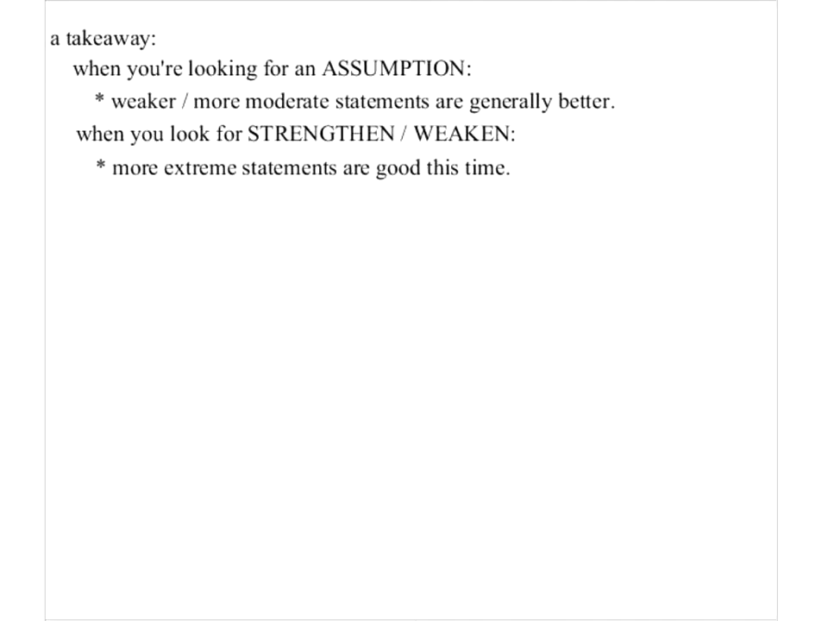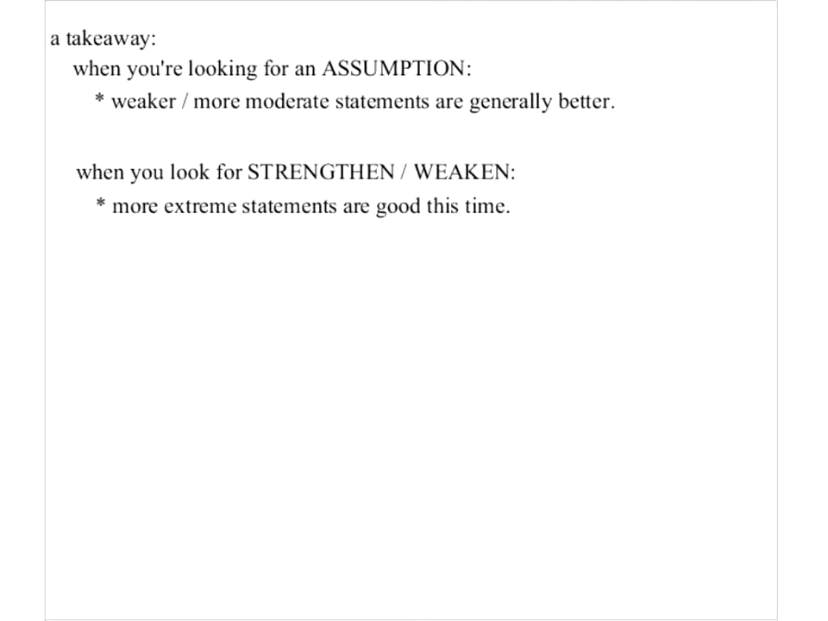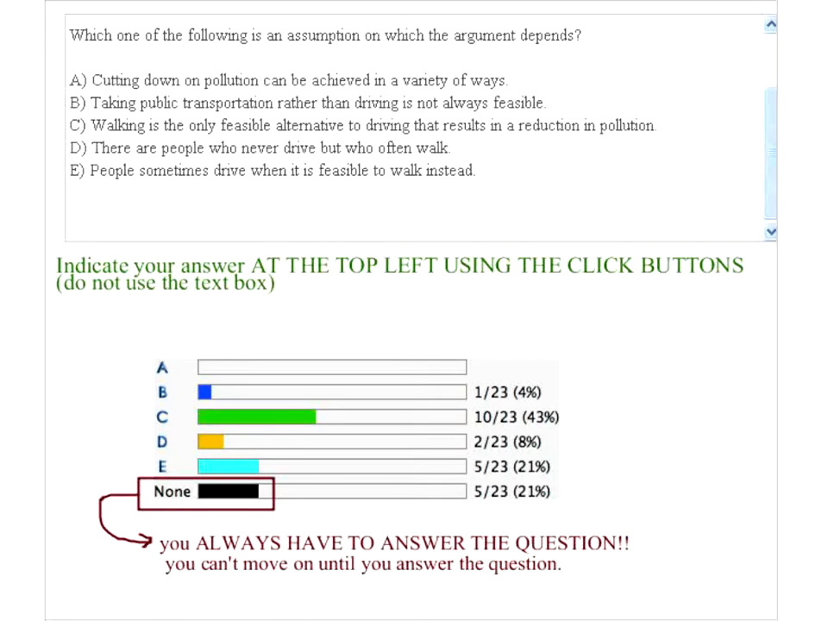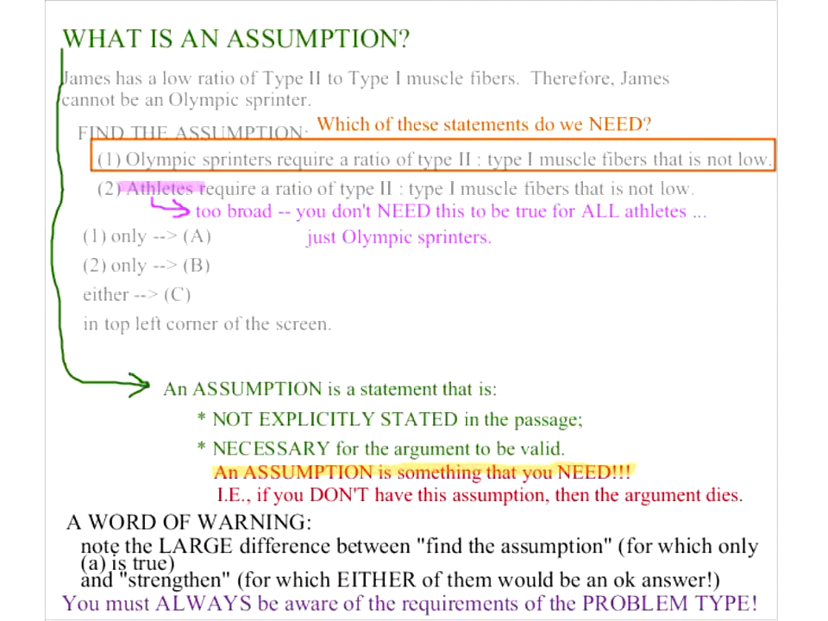The difference again is that when you look for an assumption, you're looking for a statement that absolutely has to be true. So the more moderate the statement is, the more likely it is to be necessary. On the other hand, with strengthen and weaken, you take the statement for granted, so you assume it's true no matter how obnoxious it is. All right, now let's revisit what an assumption means. Remember what an assumption is. Let's take this statement, and we're going to build a technique off of it. If you don't have the assumption, the argument dies.